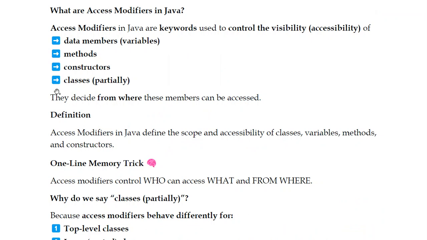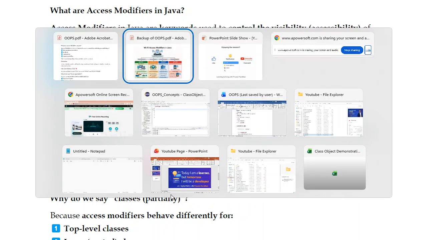Access modifiers in Java, we already discussed in our previous session. They are keywords used to control the visibility or accessibility of data members, methods, constructors, and classes. Why are we talking about classes particularly? We'll discuss now. Okay, simply, an access modifier defines the scope: how long it will exist, and the accessibility, who can access it. That is what is decided for classes, variables, and methods. Okay, that is about access modifiers: who can access what and from where. We'll discuss it one by one.